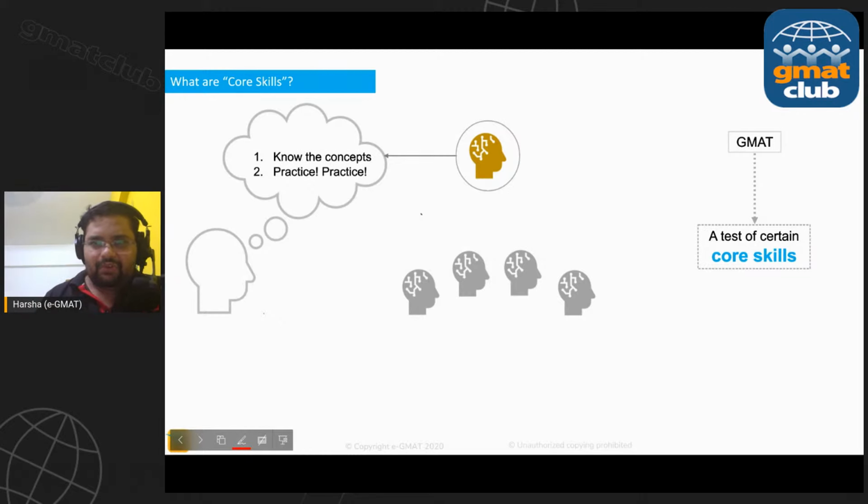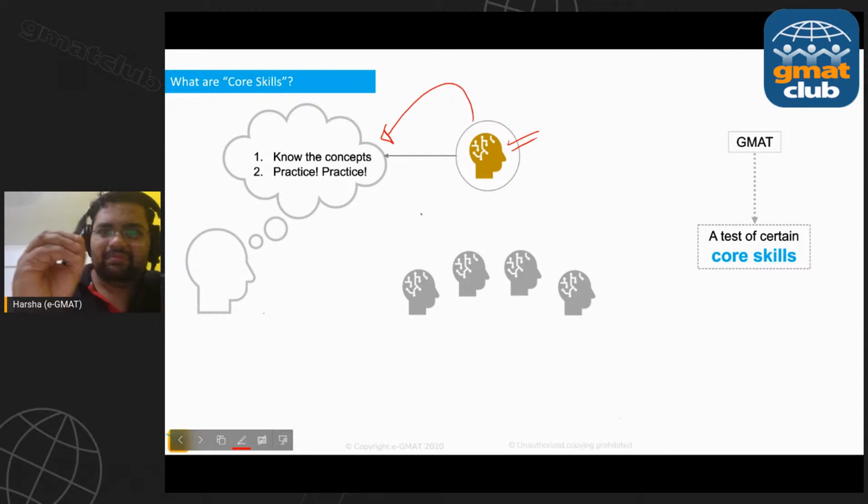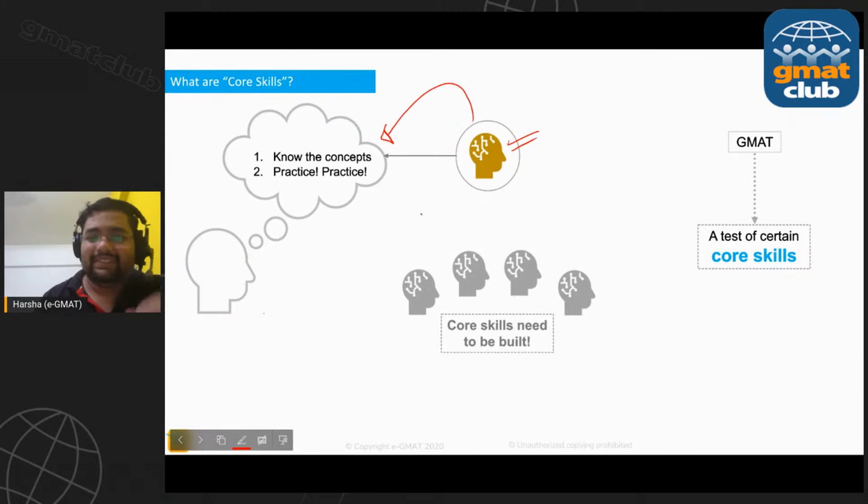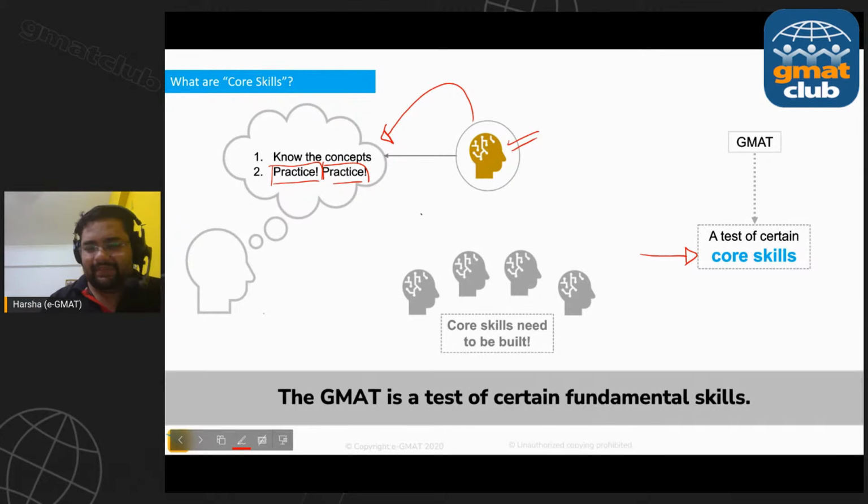Now, the thing about core skills is, for some of you, maybe because of the work that you have done, or maybe because of some other reason, you might already have these core skills in place. If you're this person, all you need to do is familiarize yourself with the concepts and then practice, practice, practice. But for the rest of us, these core skills have to be built. And it's incorrect to assume that just practicing a ton of questions, just blind force practice, will get you mastery over these core skills. Not necessarily so. So remember, the GMAT is a test of certain core skills.